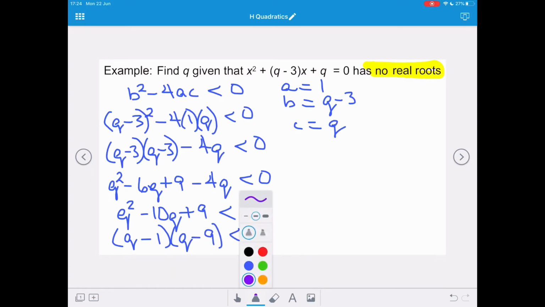Now we need to draw ourselves a sketch of what this curve might look like. So we know that it's a positive x squared, so it's going to be a minimum turning point, and our roots are 1 and 9.